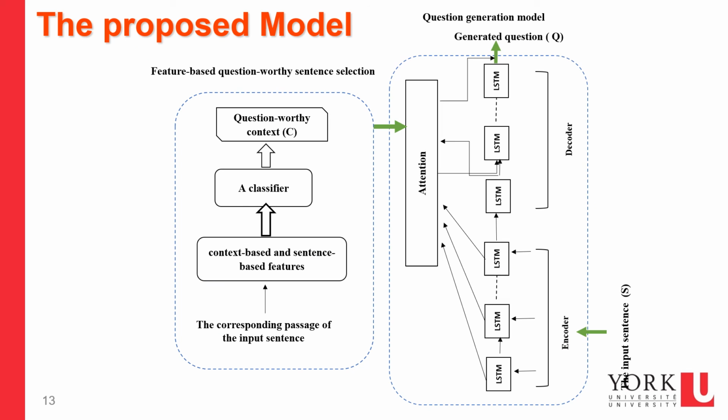After generating the question-worthy sentences, what we need is to include all these question-worthy sentences as context into the sequence model. For this we use a special attention model, which makes it possible to include the context for each input. So we add these contexts by the attention to the sequence model.